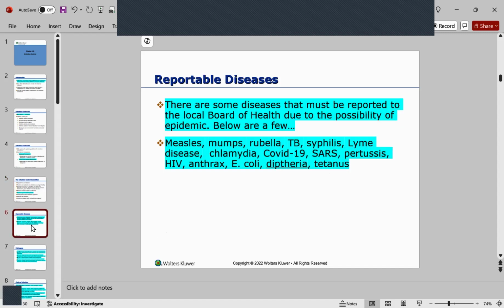Okay. So make sure you know there are some diseases that have to be reported to the local Board of Health because of the possibility they could spread like a pandemic or an epidemic. This is a list. It's not an exhaustive list. The full list is on the CDC's website. But this is a few: measles, mumps, rubella, which is German measles, tuberculosis, syphilis, Lyme disease, chlamydia, COVID-19, SARS, pertussis, whooping cough, HIV, anthrax, E. coli, diphtheria, tetanus. And like I said, there are more, but make sure you understand that those are a few. So you should at least be able to name a few of them, the big ones.